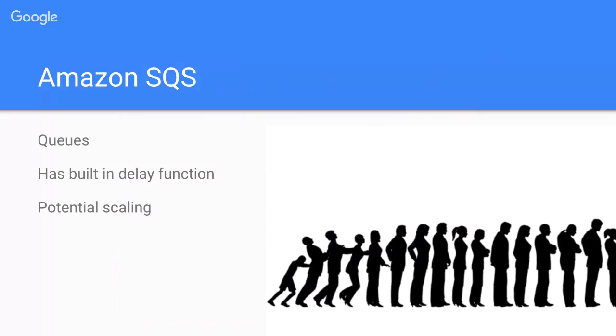Queues, of course, Amazon has queues. Everyone has. One of the great things about this is it has a delay function included. So you can say, send this message, but wait first for 15 minutes or something like that. Can be helpful in many little use cases. It could help us scale easier maybe, or offload certain things.